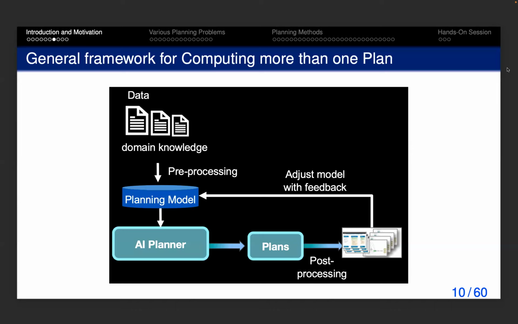And here the planner could be any of the planners that we're going to cover today in this tutorial. And then you get plans, which means you get more than one plan. Sometimes you get lots of plans, thousands of plans.